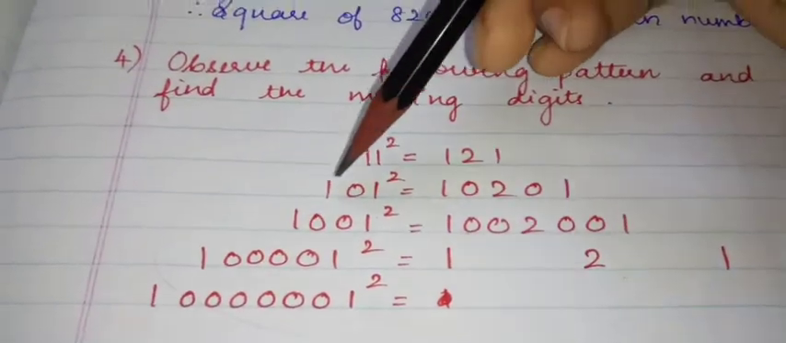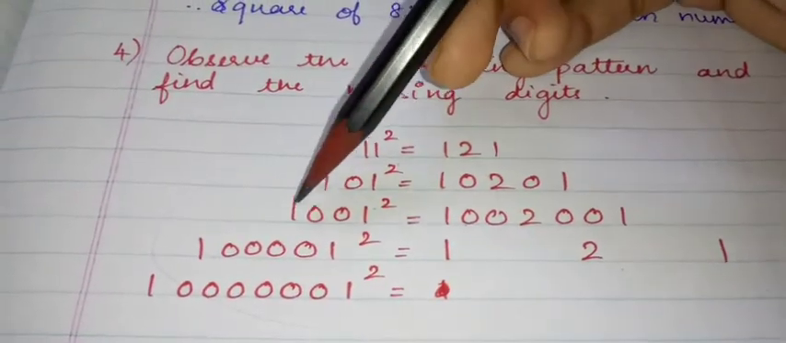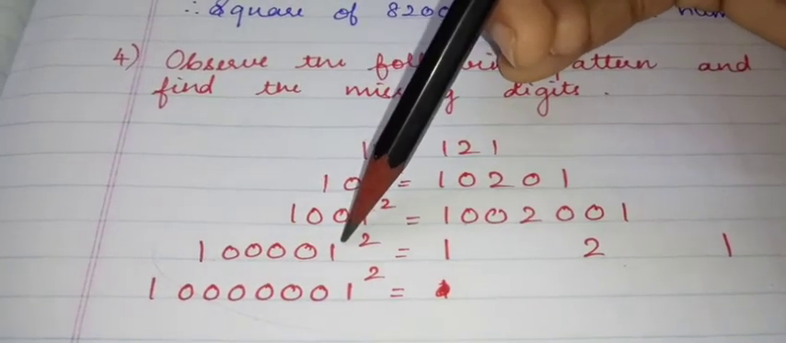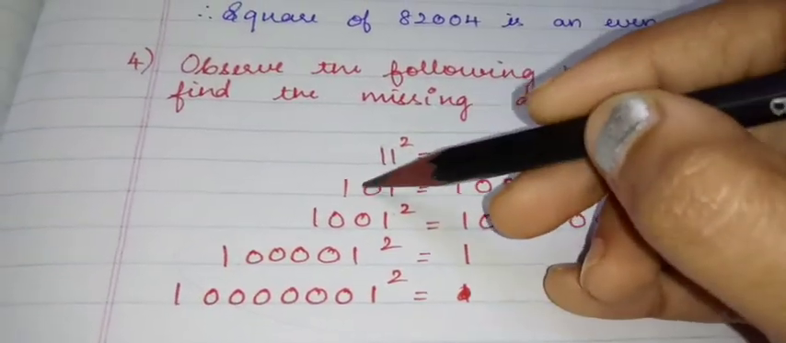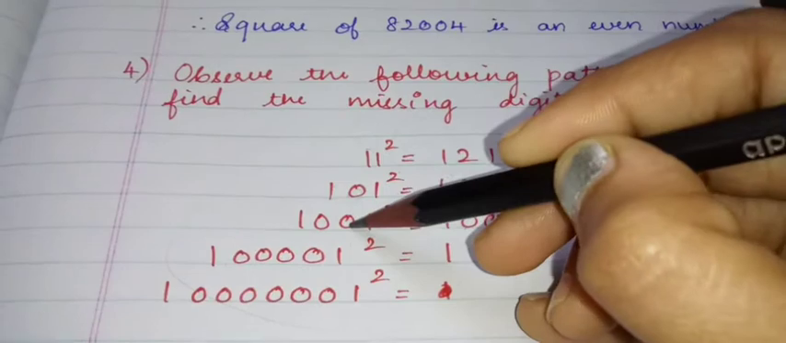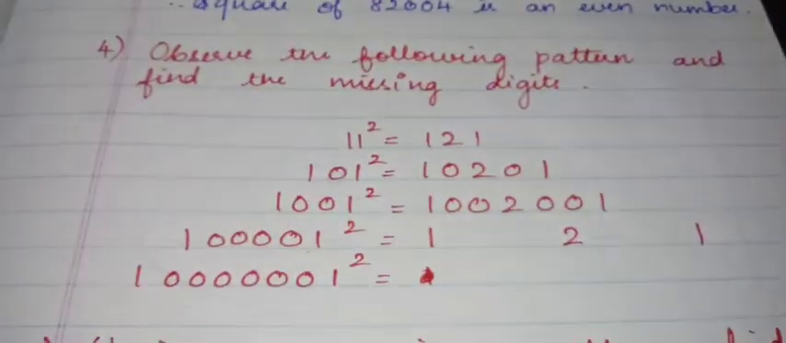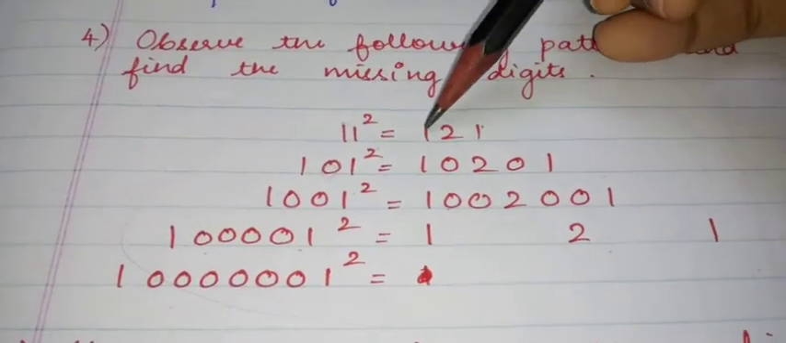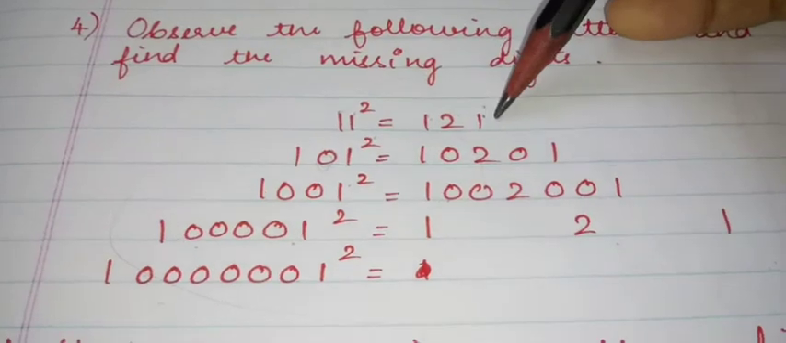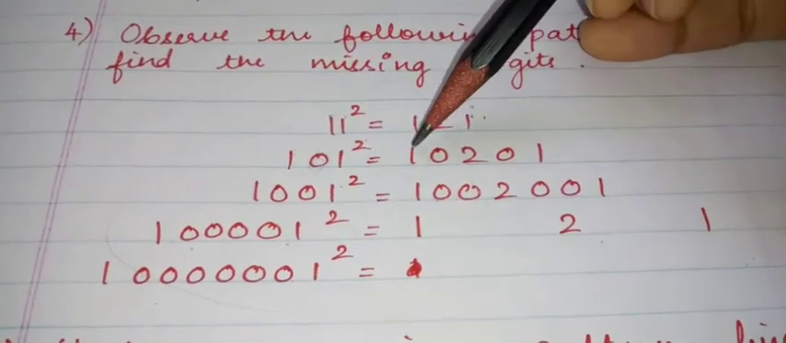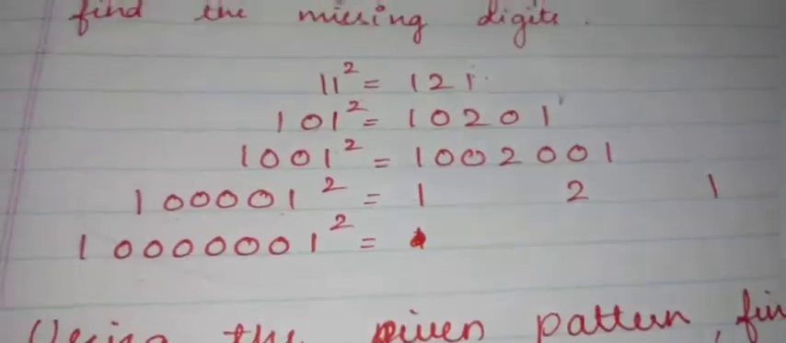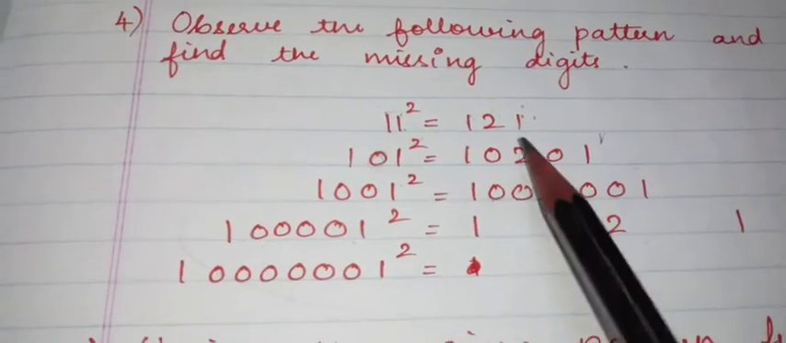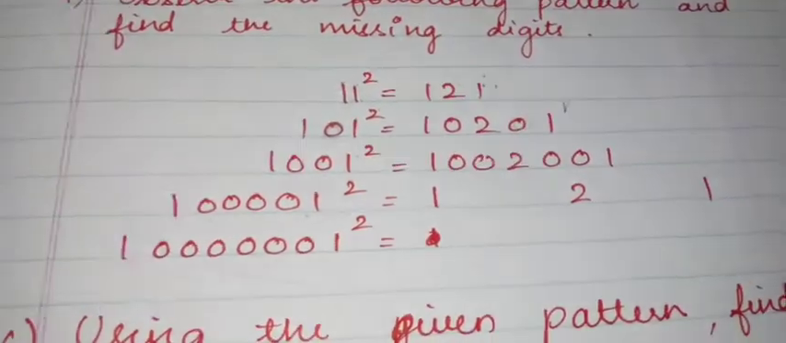See, 11 square, 101 square, 1001 square, 100001 square, like that it is given. See, in 11, in between the 1s, 0 is added, then 2 zeros are added, 4 zeros are added, 6 zeros are added. Now, for 11 square, what have they given? 121. 101 square means 10201, which means, listen, in between these two 1s, 0 is inserted. So in between every number, 1 0 is inserted.